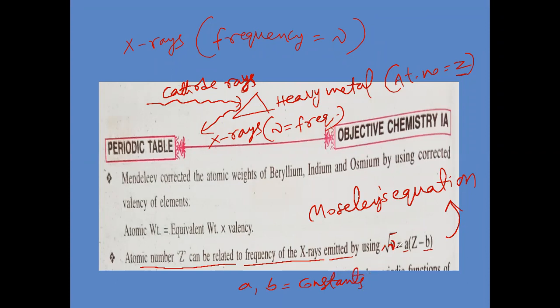And nu is the frequency of X-rays emitted, and Z is the atomic number of the metal. So this experiment was conducted by Moseley, and this equation is known as Moseley's equation. Tell me now, how to write the same equation?